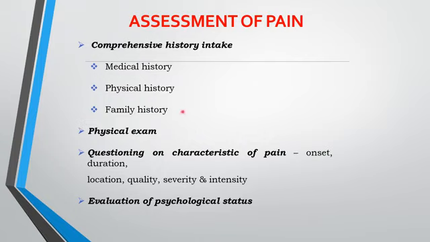And now coming to the assessment of pain. So when assessing the pain, we have to take a detailed medical history, physical and family history, and do some physical examination. That is the site of pain, any injury, whether the pain is only at that site or other sites are also involved. In the physical examination we have to question the characteristics of pain like onset, duration, location, quality, severity, intensity, and evaluate the psychological status of the patient. So this is a brief history before the actual management of pain.